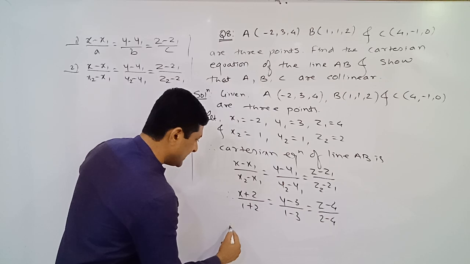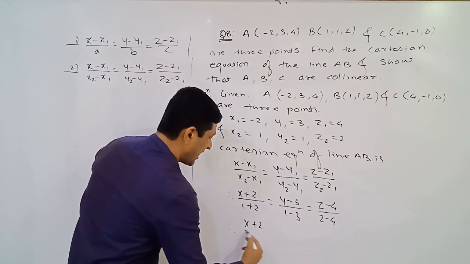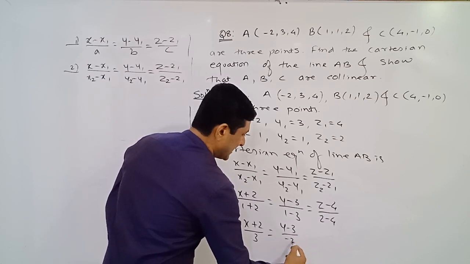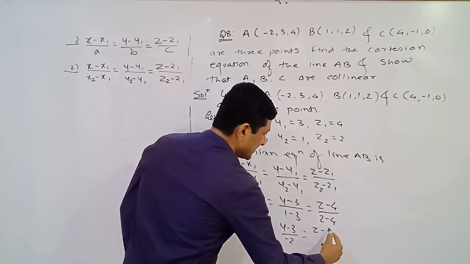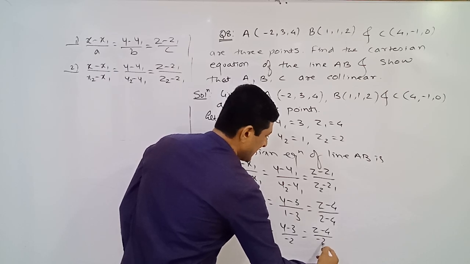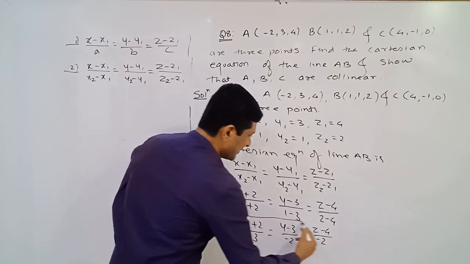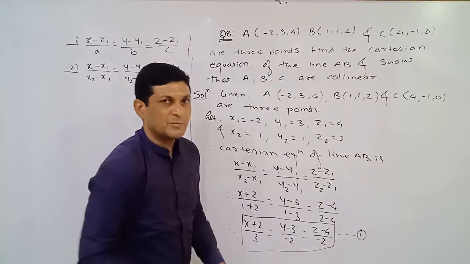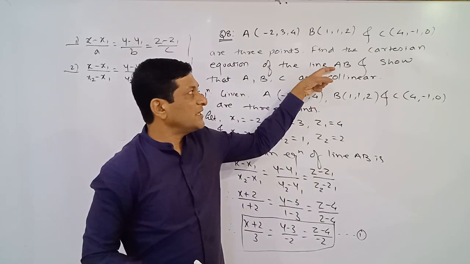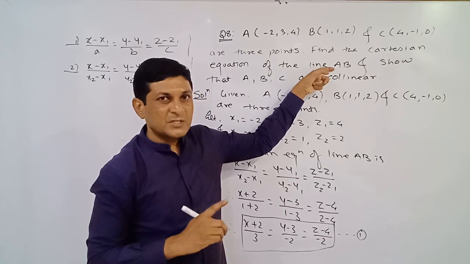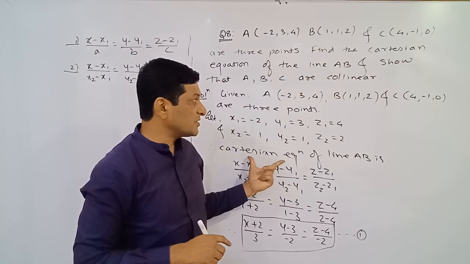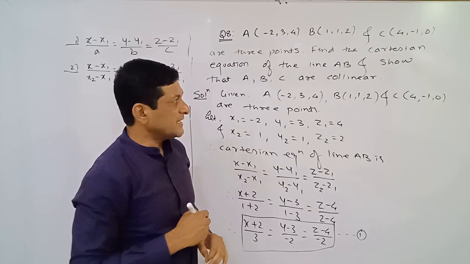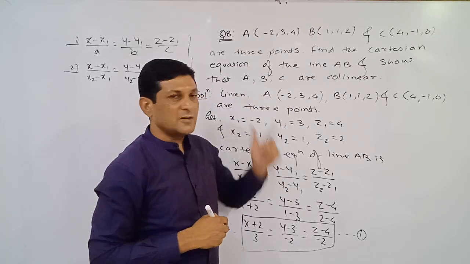So what result are we getting here? (x plus 2) upon 3 is equal to (y minus 3) upon minus 2 is equal to (z minus 4) upon 2 minus 4, which is minus 2. In this way we have got our required equation of the line. Let us denote this equation by equation number first. So we have got the Cartesian equation, sorry, not the vector equation, of line AB.